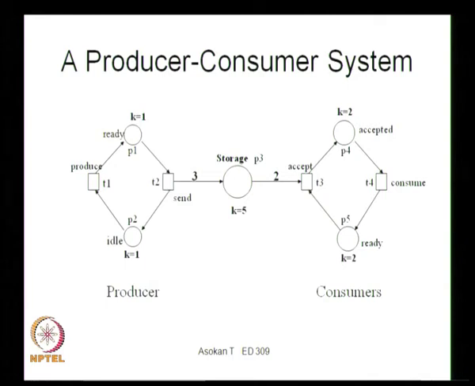Now look at this: how do we actually show the dynamics or behavior of this system? You can see here there is one producer, that is K is equal to 1, who produces 3 items. This is K is equal to 1 for producer 1, and this is 2, K is equal to 1 for another producer. So he can produce 3 items at a time. Now the 2 consumers are free and the producer is also free, idle, and the consumers are ready to consume.